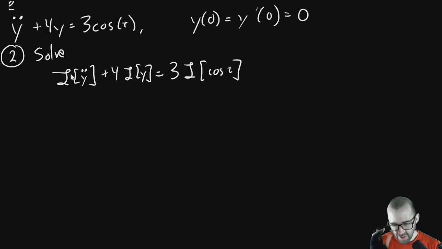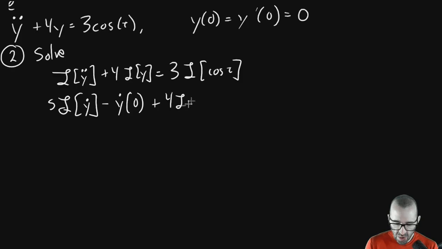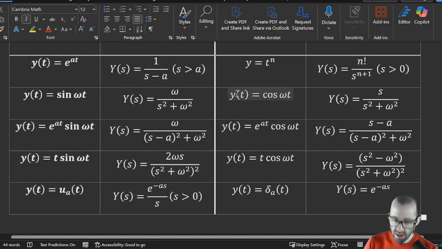All right, so hopefully you paused the video and got to the answer. I'll walk you through the solution to see what it looks like. Remember, this is just s times the Laplace transform of y dot minus the initial condition of y dot. This is 4 times L of y. We can't do anything with that. We don't know what y is yet. And equals 3 times the Laplace transform of cosine of 1t. The Laplace transform of cosine of 1t is 1 over s squared plus 1.